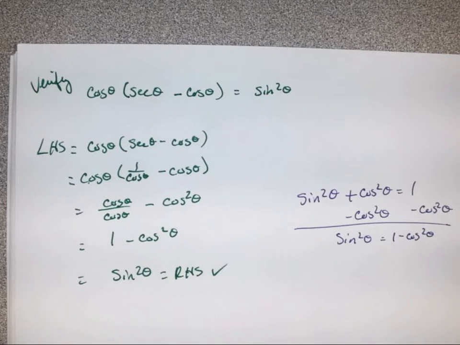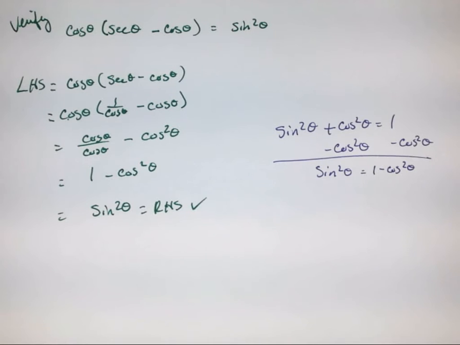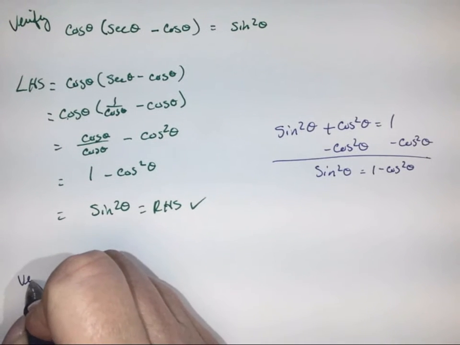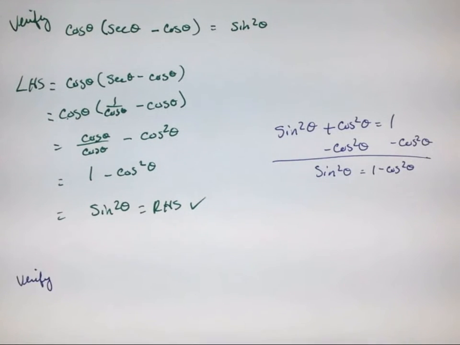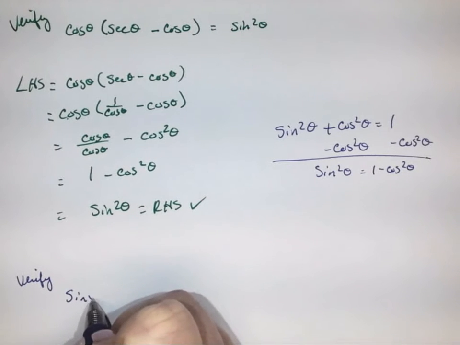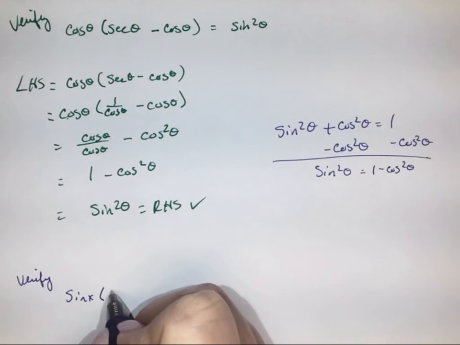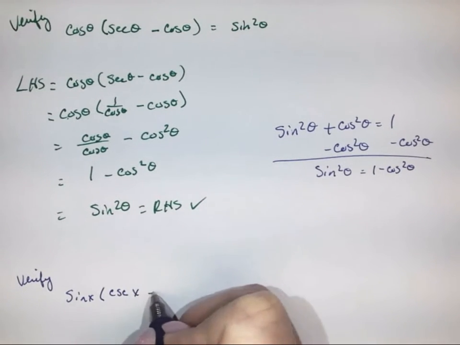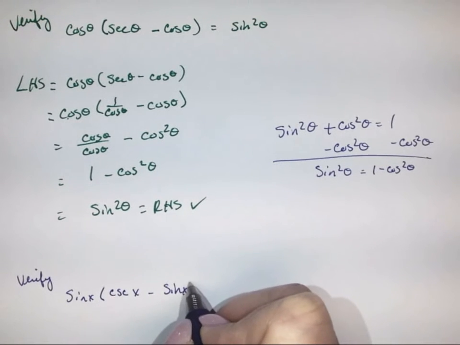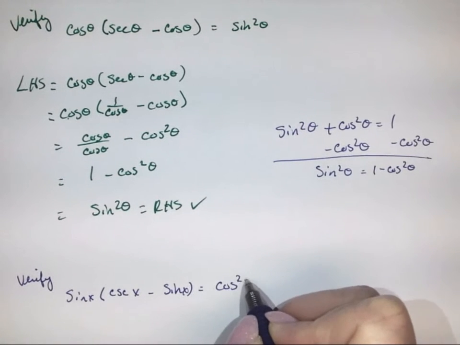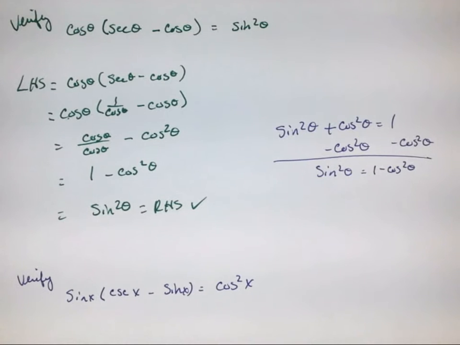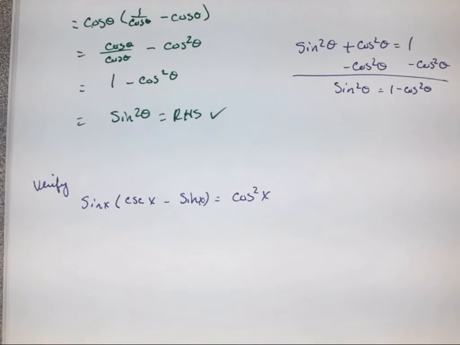All right, so here's one for you to try. So I'm going to get it started, and then you can stop the video again and try it on your own. So we are going to verify that sine x times cosecant x minus sine x is equal to cosine squared x. All right, so go try it on your own and then come back.